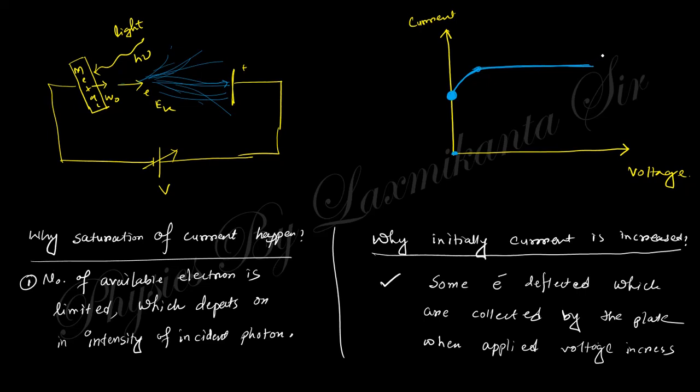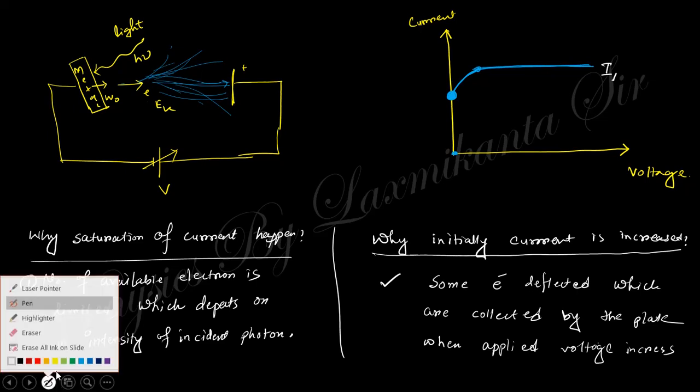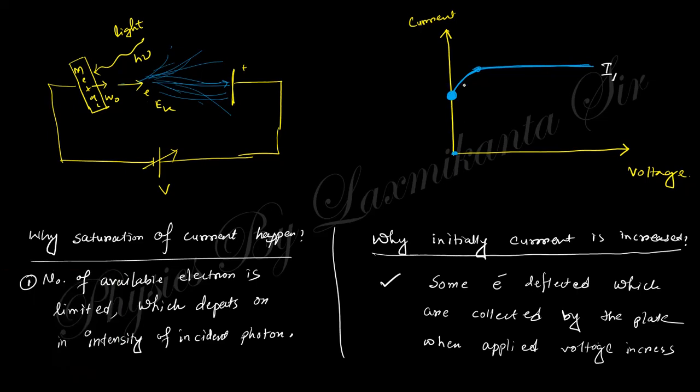Clear? Now if you increase the intensity of the incident photon, what happens? Suppose this is I1. If you increase the intensity of the photon, then the available electrons will increase. Then the current at zero voltage will increase, and the curve will be like that. So this is for I2, which is greater than I1. This is the intensity variation of the incident photon. Clear?